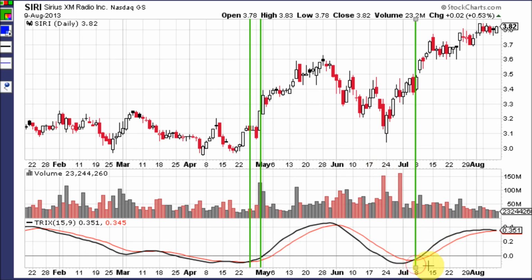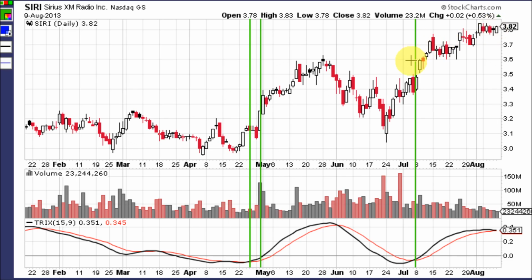Trix crosses up through the signal line right there. A day or two later, I won't draw a line there, but a day or two later, it crosses up through zero, and the stock goes up a lot. Okay, it breaks out into blue sky territory right about here on pretty good volume. One of the bigger green volume days in a while, and the stock runs from 350 to 380.